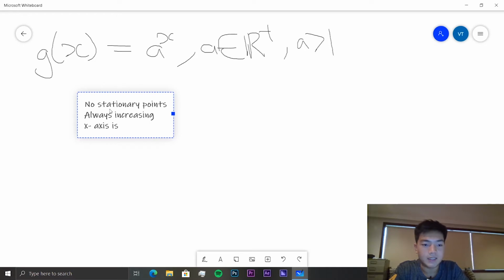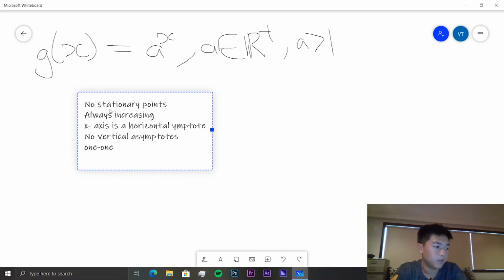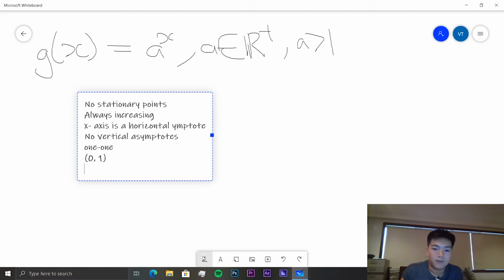The x-axis is a horizontal asymptote. There are no vertical asymptotes. They are all one-to-one, and they all pass through the point (0, 1), but the gradient of the function at this point will increase as the value of a increases.